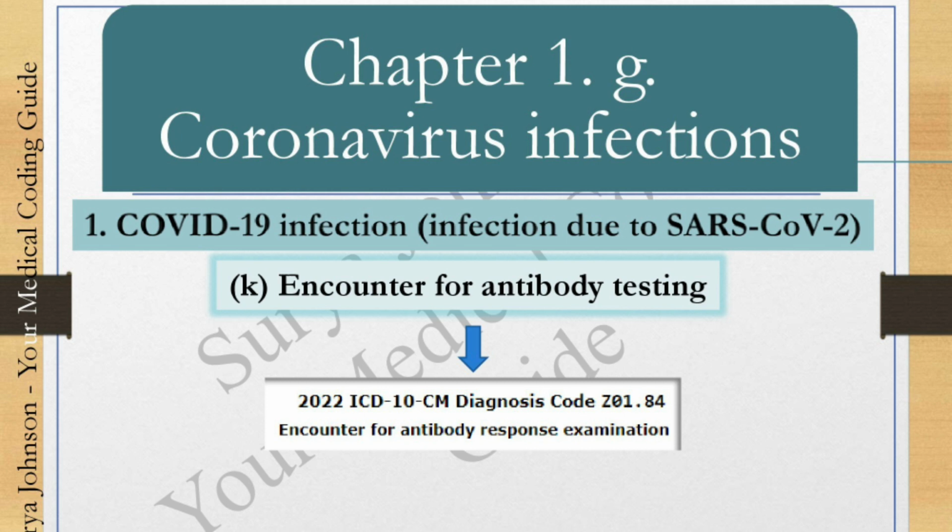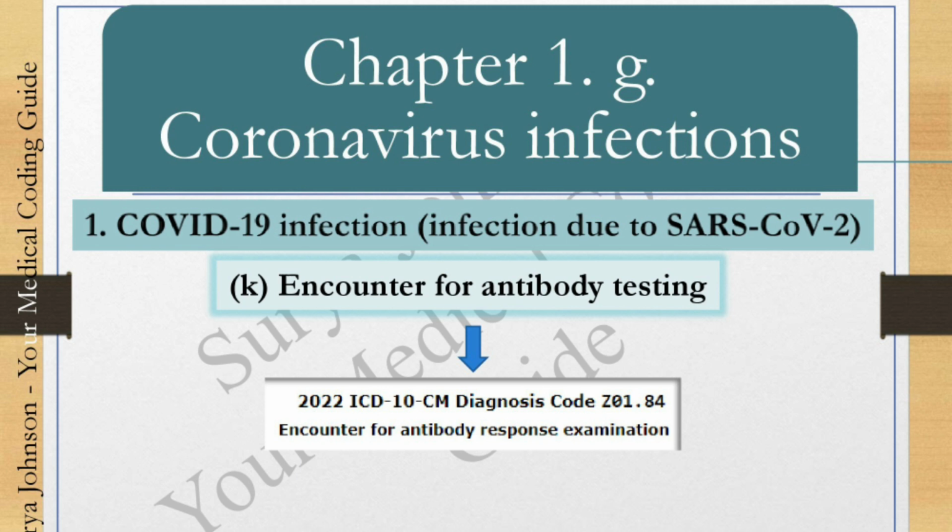So you should have in mind, when the patient is coming for antibody testing, it should not be a condition where the patient is coming to confirm the current infection or as a follow-up testing of the previous COVID-19 infection. Only this encounter should be purely for antibody testing. Then only you should code this Z01.84.